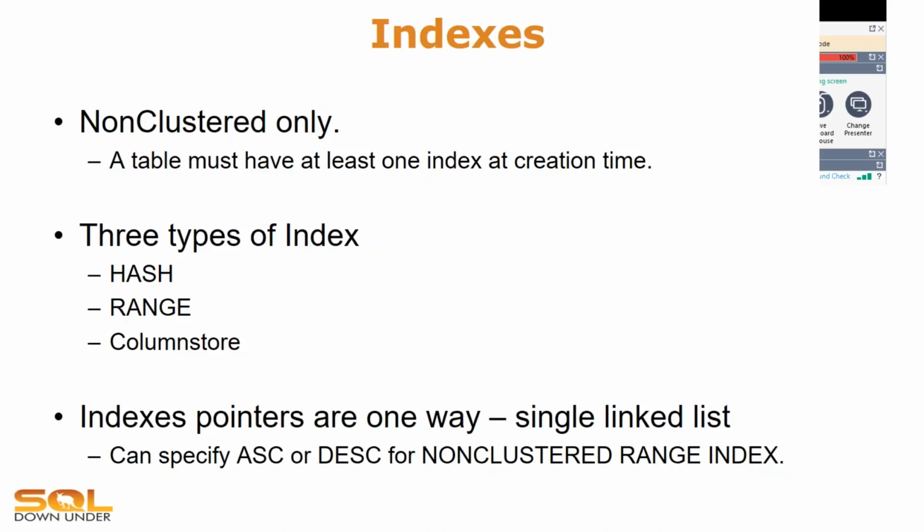Range indexes are very, very similar to our traditional B-tree indexes. However, indexes in memory are simply single linked lists. There's no doubly linked lists, so we always specify the direction in which we want the pointers to go, either ascending or descending. And you might have seen that in the wizard that we stepped through earlier.